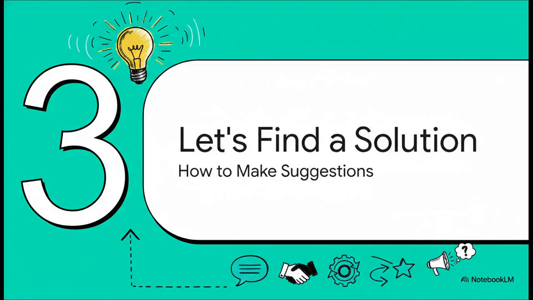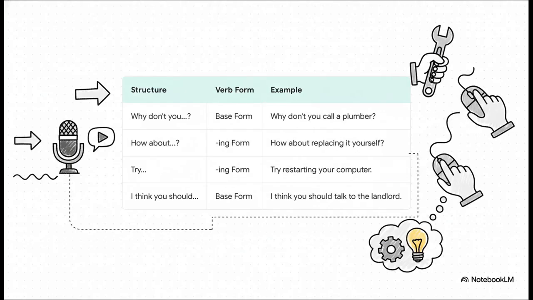All right, you've described the problem perfectly. So what's next? Well, you offer a solution, of course. So now let's look at a few simple ways you can make helpful suggestions to someone. You can see here there are basically two main patterns, and the real trick is just not to mix them up. So phrases like, why don't you, or I think you should, are always followed by the simple base form of the verb. But phrases like how about or try need that ing form. So it's why don't you call, but how about calling? See the difference? Getting that right is key.